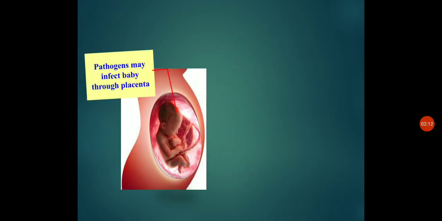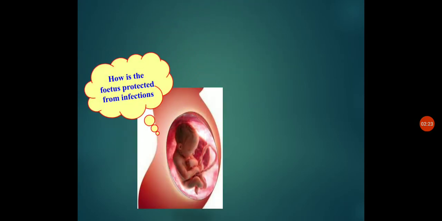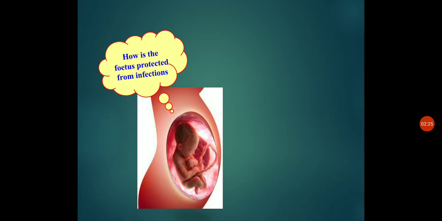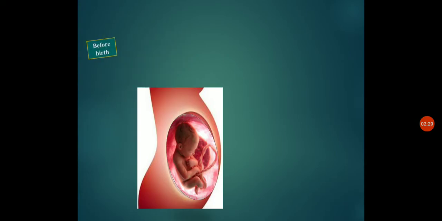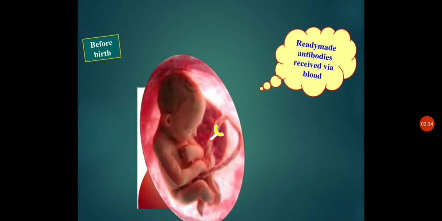Whatever pathogens may infect a baby through the placenta, the immune system is definitely not so well developed at that time, and that is the reason the young ones have more chance of getting infections. That is the reason the mother's body condition is very important for protecting the baby during their development.